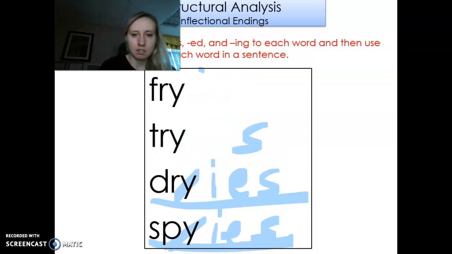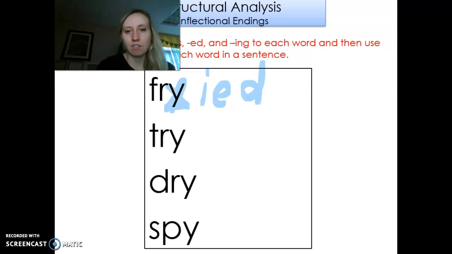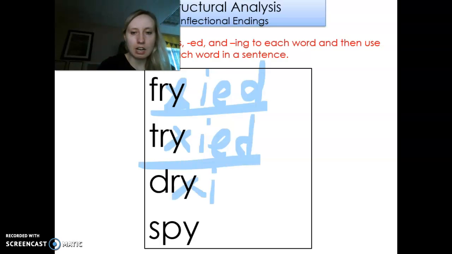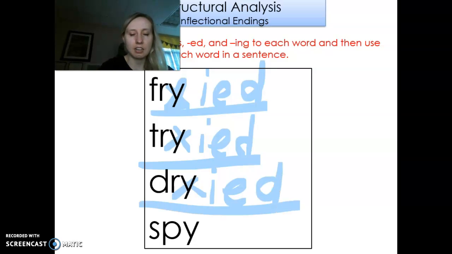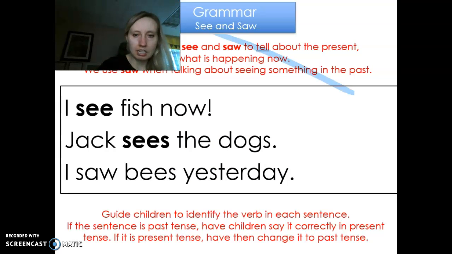Okay. Let me go to the past now, ED. Now if I want it to be in the past, I still have to change my Y. So cross off the Y, add I-E-D, fried. Cross off the Y, I-E-D, tried. Cross off the Y, I-E-D, dried. Last, cross off the Y, I-E-D, spied.